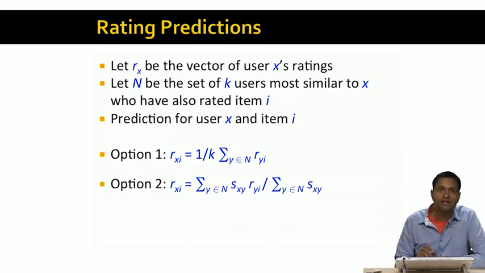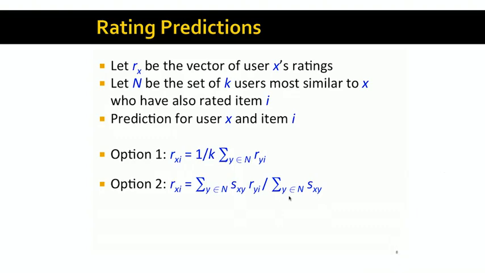Option 2 is a weighted average. We look at the neighborhood N, and for each user Y in the neighborhood N, we weight Y's rating for I by the similarity of X and Y, and then we just normalize it by taking the sum of the similarities. And that gives us a rating estimate for user X and item I. And notice here that I've just used a shorthand. SXY is just the similarity of user X and user Y.